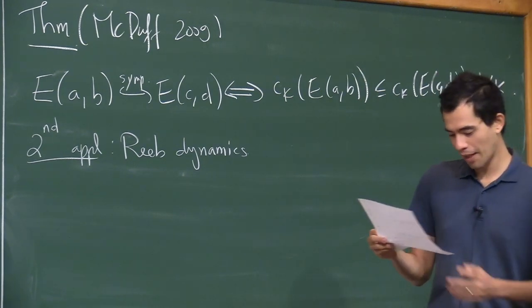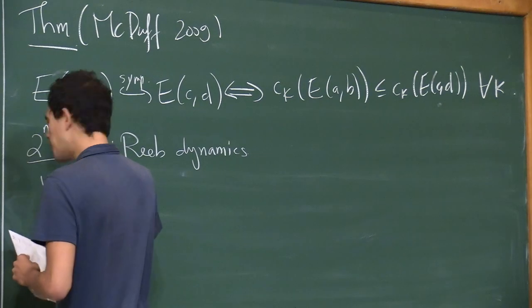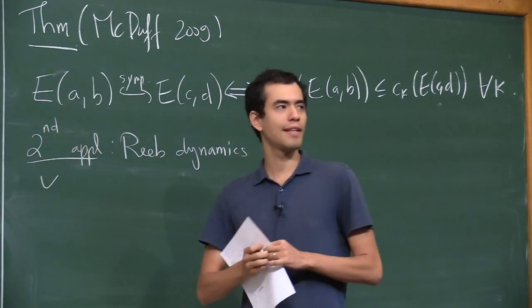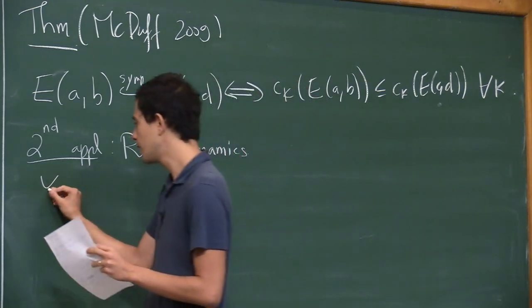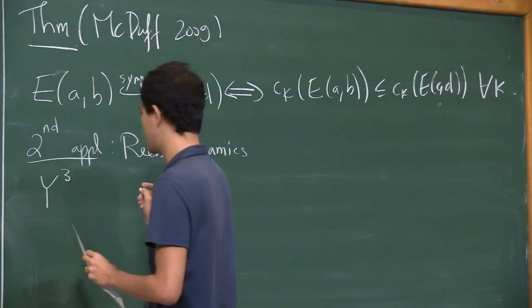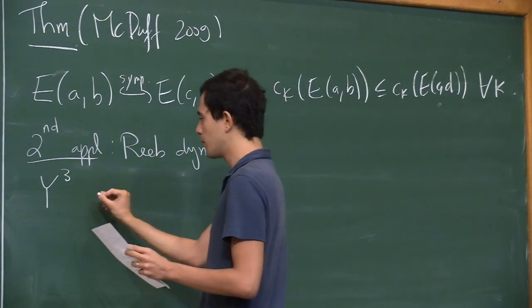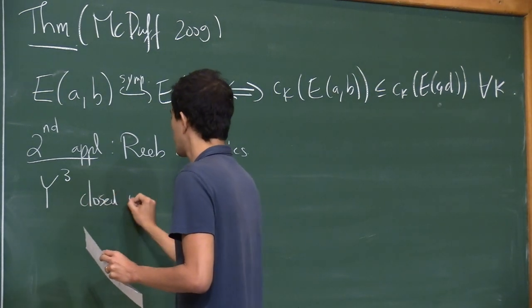So let me recall the problem that David mentioned a little on Monday and Joe mentioned also on Tuesday. So say we have a three-dimensional manifold which is closed and oriented.